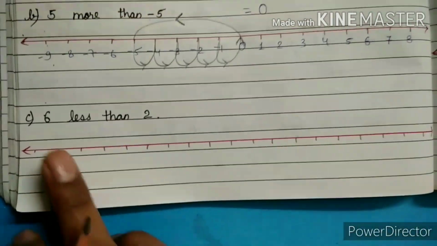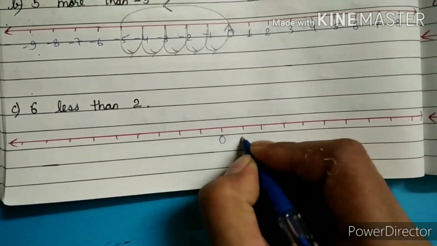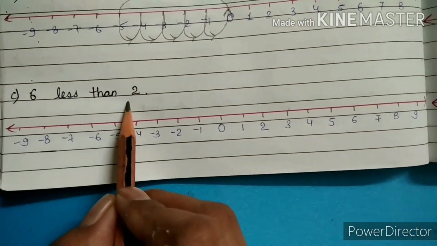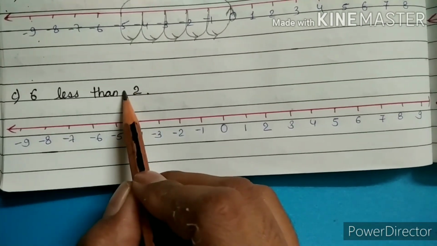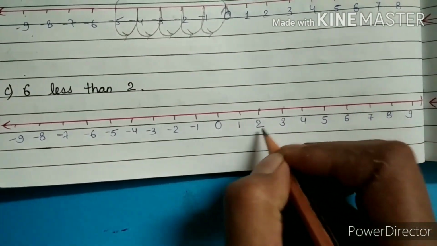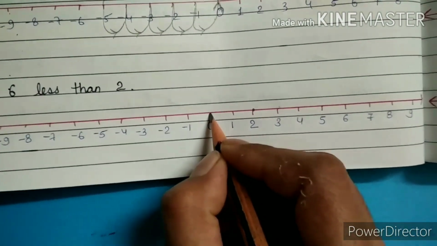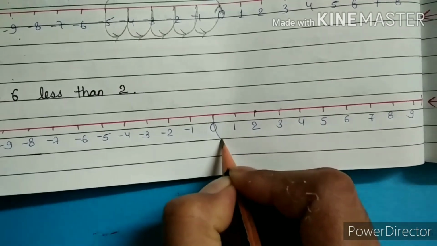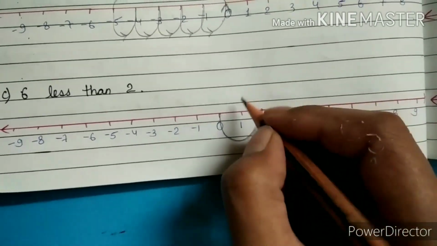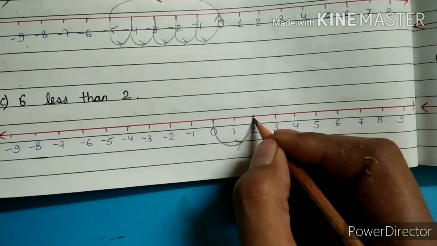Now question c, 6 less than 2. So we put 0, then 1, 2. So here is the number line. We have to go 6 less than 2. It means we are standing on 2. Where is 2? Here is 2. But how can we come to 2? We go on 0, and firstly we reach 2. We can draw the arrow on the upside or the downside as we want. So firstly from 0 we reach 2.